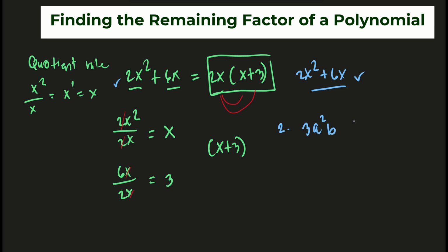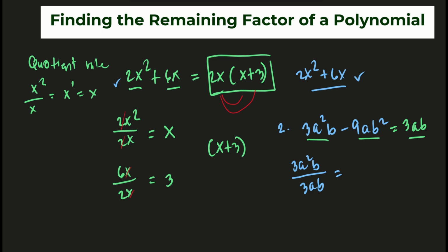Second example, we have 3a squared b minus 9ab squared. Now, from our previous video, we know that the greatest common factor of this one is 3ab. Again, repeating the process, to find the remaining factor of that particular polynomial is just by simply dividing each term by its GCF. So, first term, we have 3a squared b divided by 3ab.